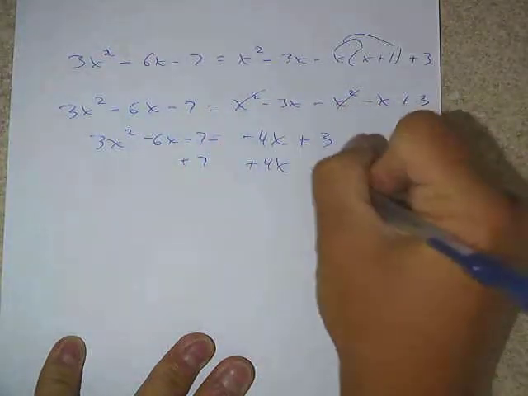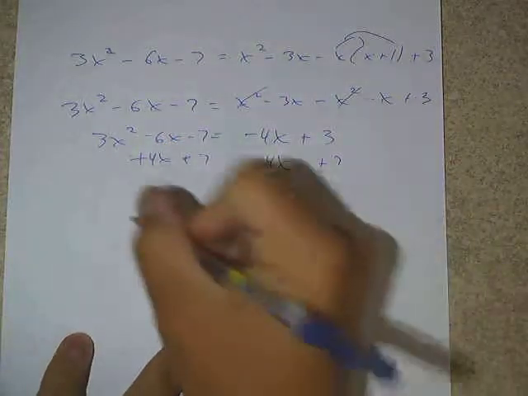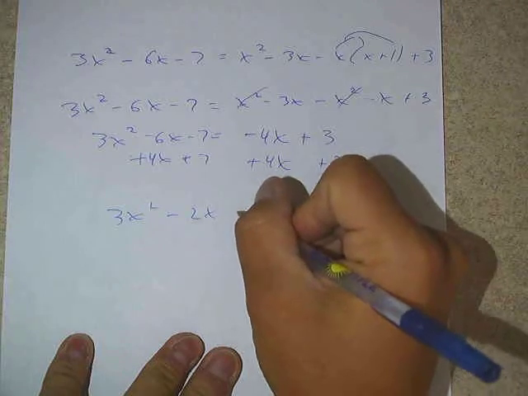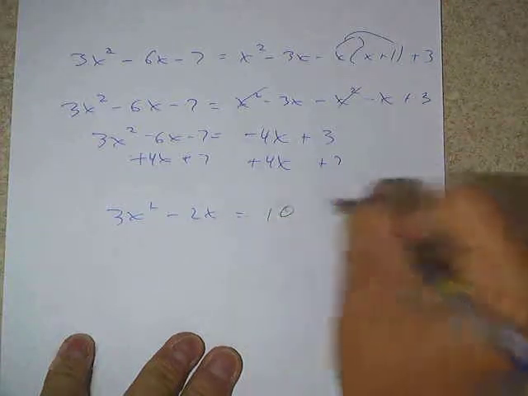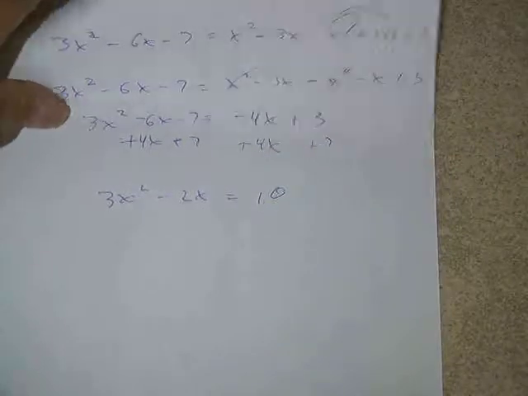And at this point, let's start to get the stuff where we want it. Let's get the x stuff on the left and the constants on the right. So we'll add 4x, and then we'll add 7 at the same time. And if we do that, we wind up with 3x squared minus 2x over here. And over here, we're going to wind up with 10.